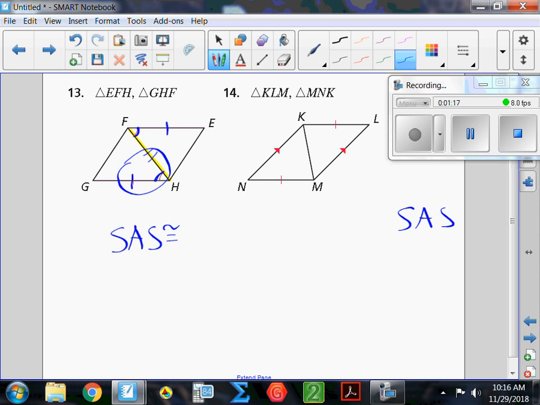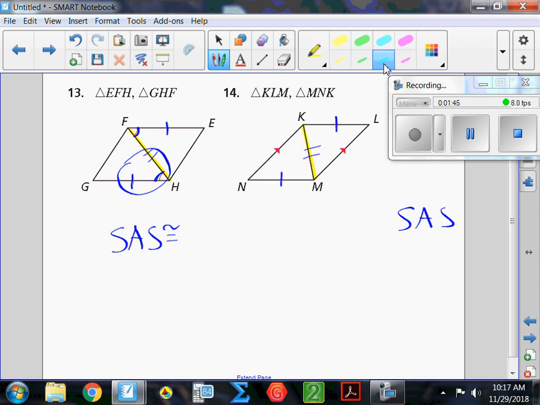For number 14, the first thing I see is parallel lines and congruent marks. So I mark the congruent marks. KL and NM go together. I can also look at my shared side using the reflexive property and say that, all right, so far in this triangle, I do have two sides. The question is, can I get an angle in between them or not?